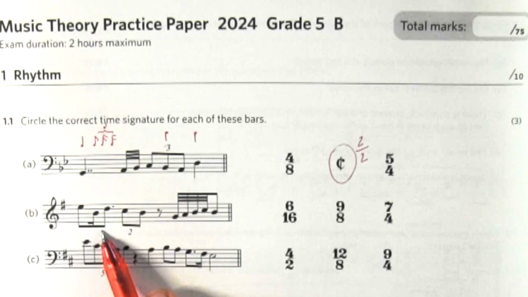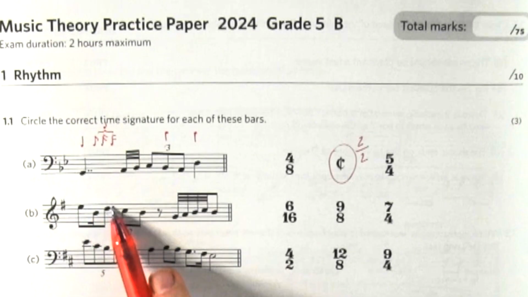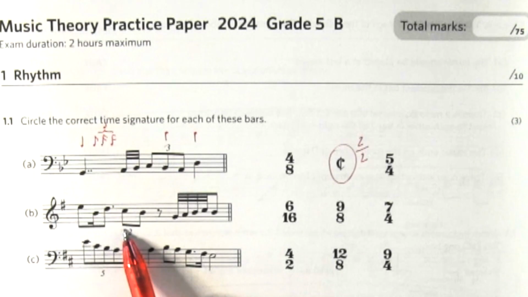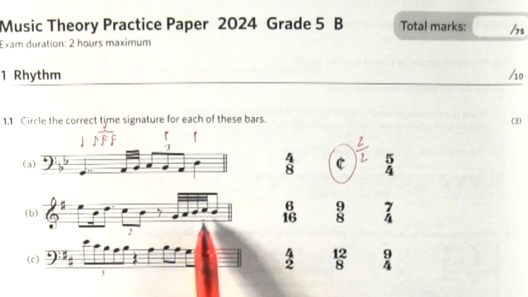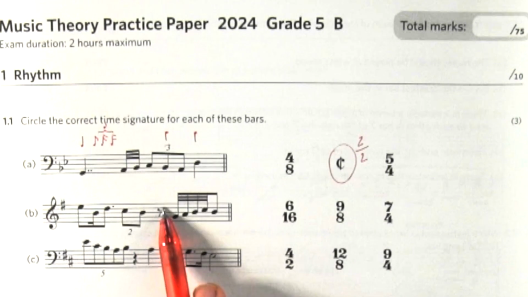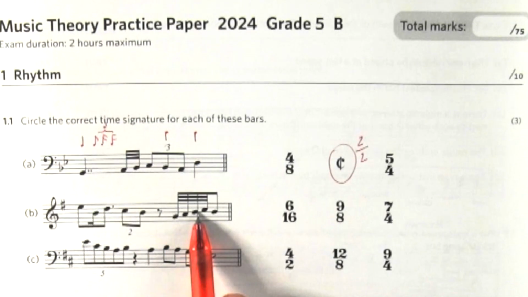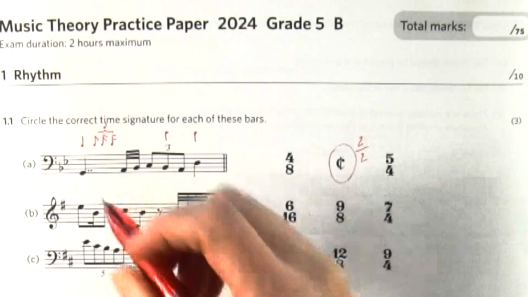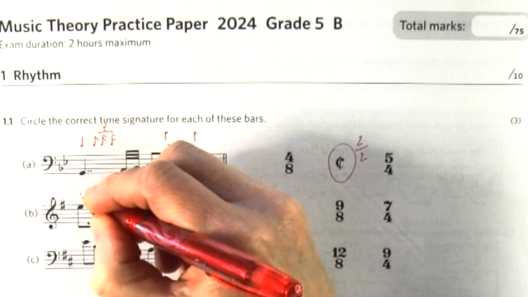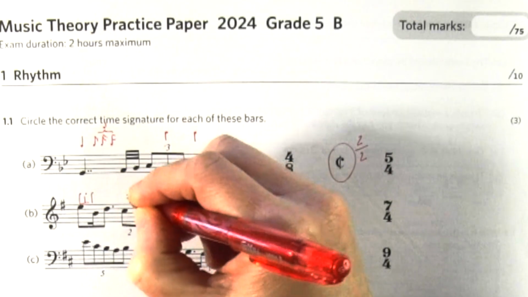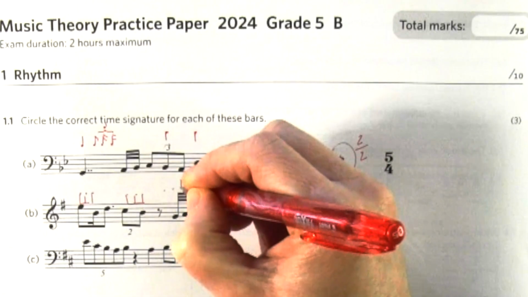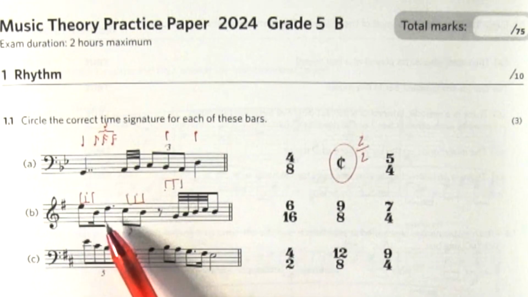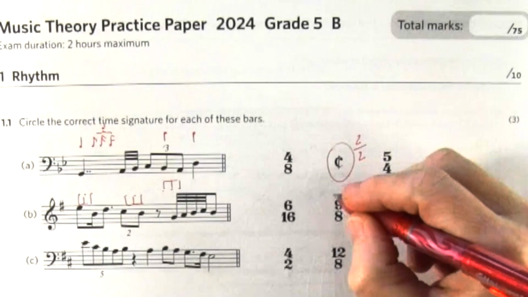So we have 3 quavers here, 1, 2, and the dot and the semiquaver. We have 3 quavers here, and let's see if we have 3 quavers also here. We have 1, 2, and 4 demisemiquavers that equals 1 quaver. So we do have 3 quavers, 3 quavers, and 3 quavers. This is a compound time, and it's 9 quavers, so it's 9/8.